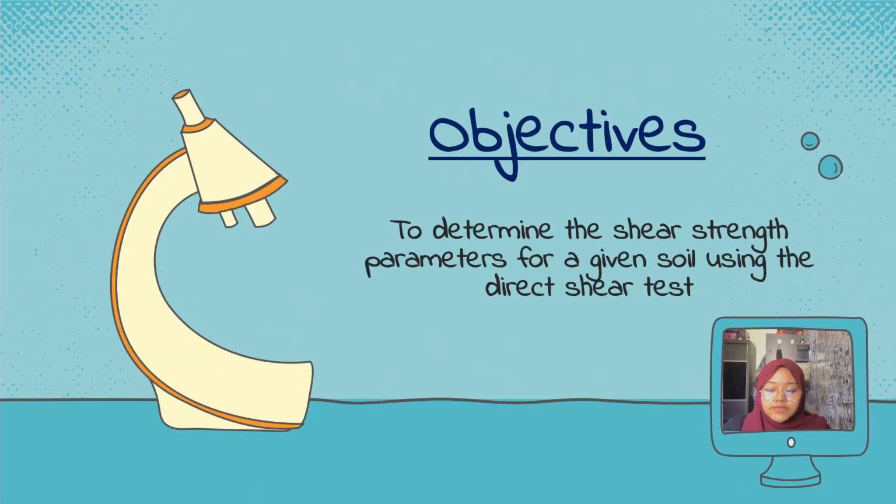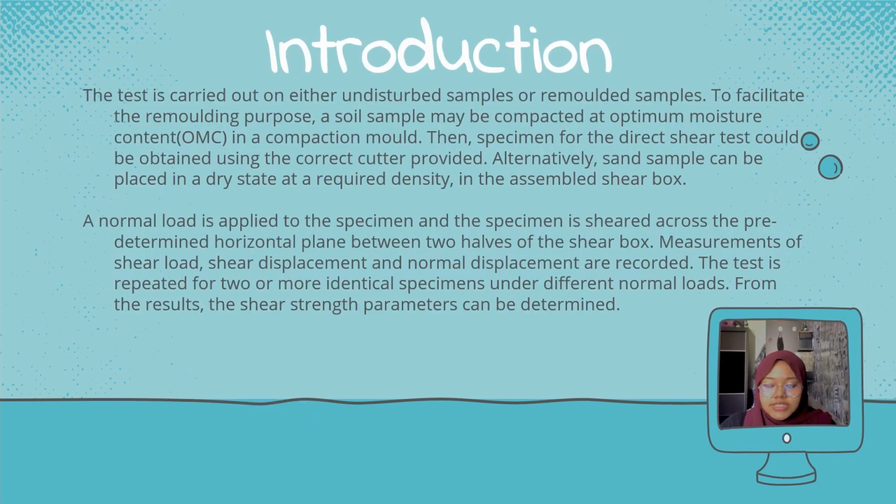First is the objective of the test. The objective of the test is to determine the shear strength parameters for a given soil using the direct shear test. Moving on to the introduction, the test is carried out on either undisturbed samples or remolded samples.